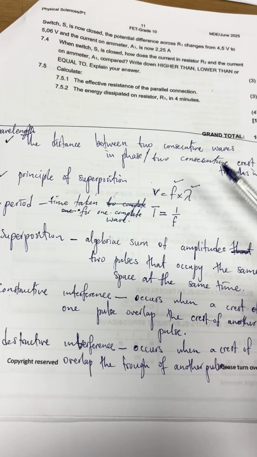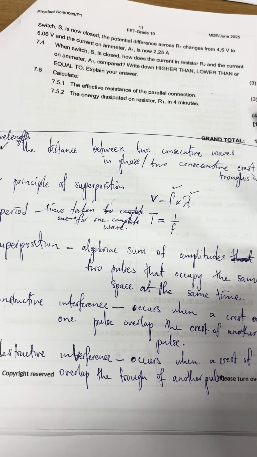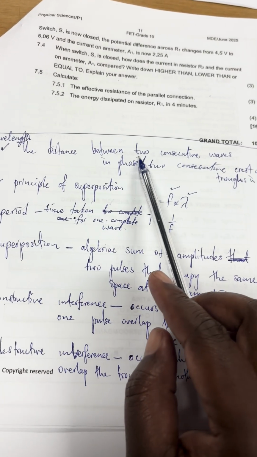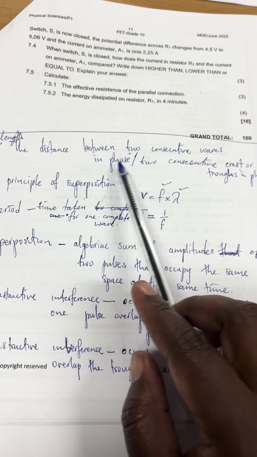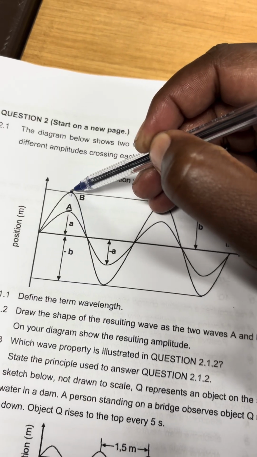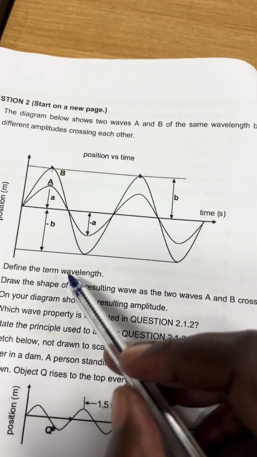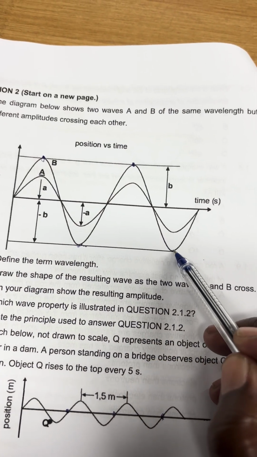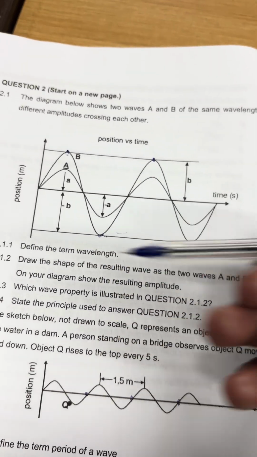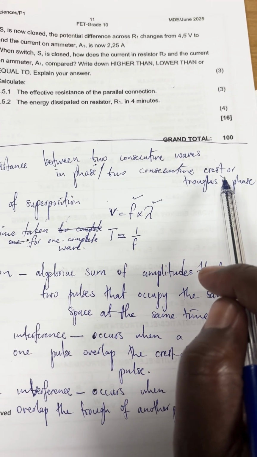If you recall correctly, you need to know what is wavelength. In simpler terms, there are 2 ways in which you can define wavelength. The distance between the 2 consecutive waves that are in phase. So we're looking at the distance between the 2 crests, if you're focusing on the crest, or the 2 troughs, but they should be in phase. That means they should be found in the same position. So that's how you'll define wavelength.